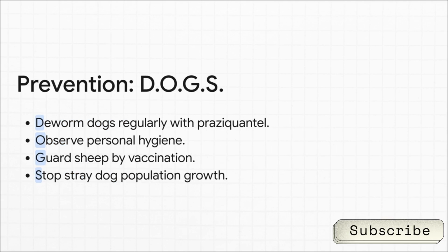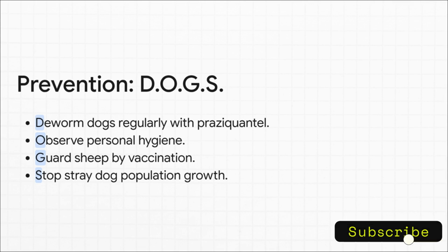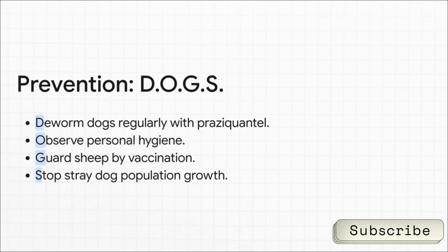And here we are, right back where we started, the life cycle, because at the end of the day, prevention is just about breaking that cycle. And we've got one last mnemonic for you, and it's the most appropriate one yet. DOGS. D for deworming dogs. O for observing personal hygiene, like washing your hands. G for guarding sheep. And S for stopping stray dog populations. It all links back together perfectly.